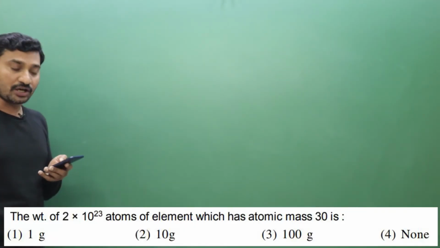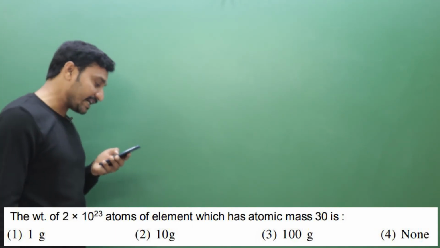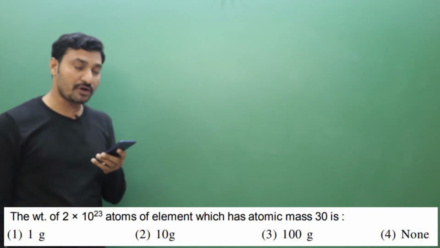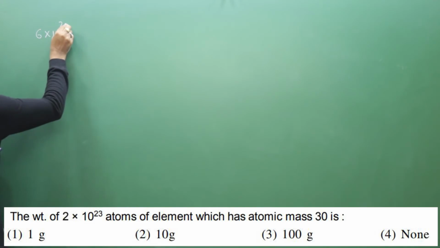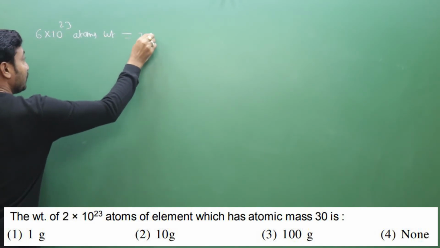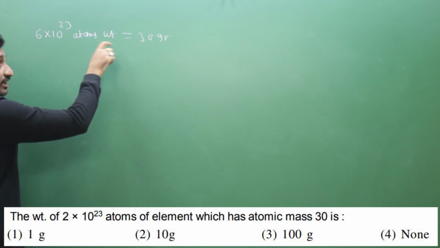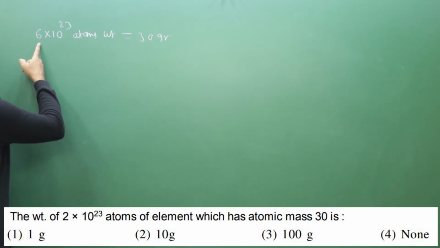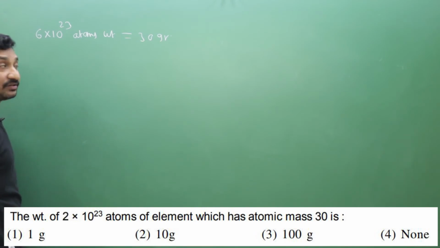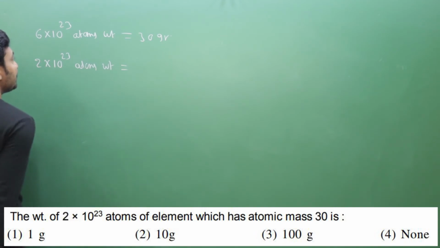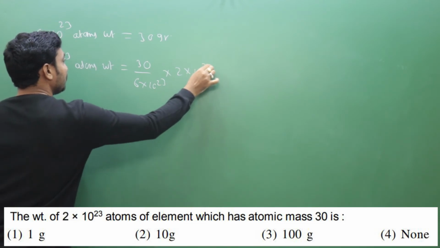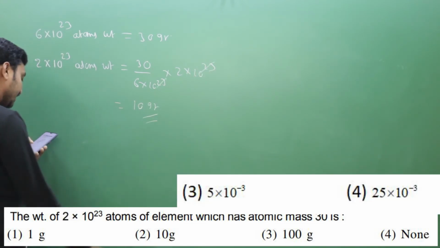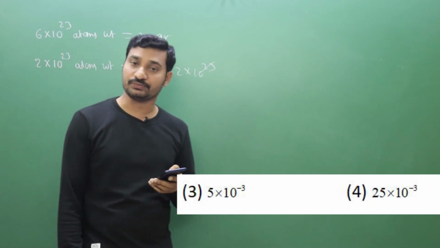Okay, next one. The weight of 2 into 10 to the power 23 atoms of an element which has atomic mass 30. That means 6 into 10 to the power 23 atoms weigh 30 grams, right? Because the given atomic mass is 30. That means 1 mole of atoms weighs 30 grams, the gram atomic weight. Now the question is the weight of 2 into 10 to the power 23 atoms. That is equal to 30 by 6 into 10 to the power 23, into 2 into 10 to the power 23. Cancel. That is equal to 10 grams, right? Then what is the right answer? Option 2. Okay. Next question.